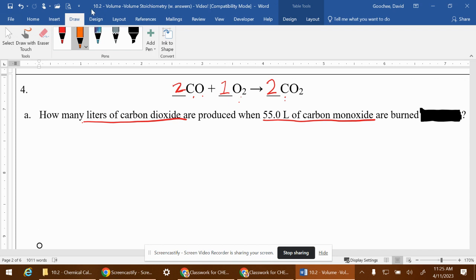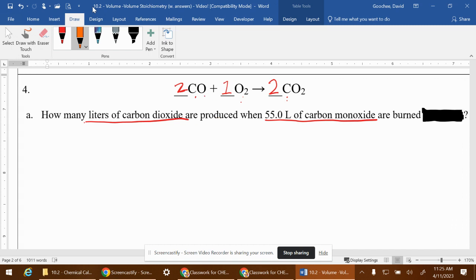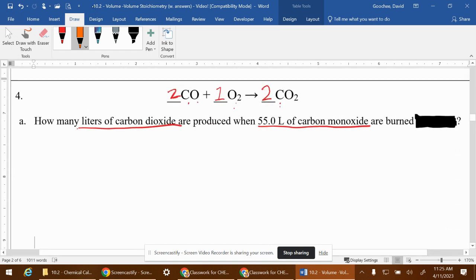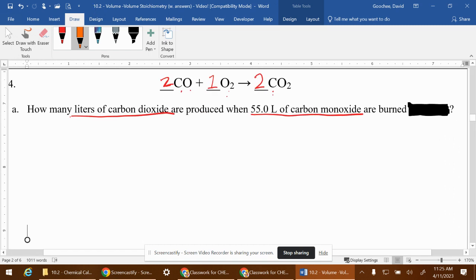And there are a few other problems on this worksheet that are similar to that, where I'm just providing some wordiness in the question and we're not actually involving all those substances. Just identify what the question wants you to figure out and what you are being given to start with. So anyways, we've got 55 liters of carbon monoxide. So here we go. 55 liters of carbon monoxide.